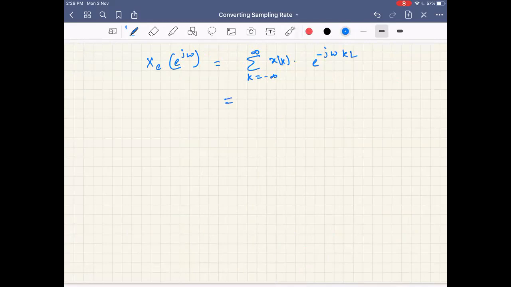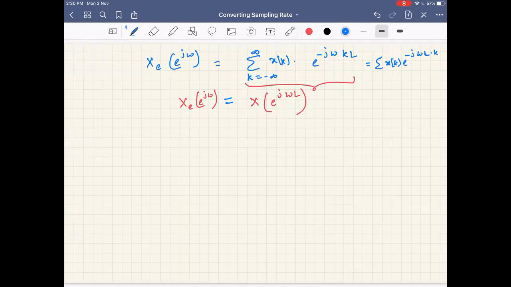Now how do we write this in a compact form, explicitly in terms of X of e power j omega? We can write this as X of e power j, instead of omega, omega into L, and this is equal to X e of e power j omega. If you reorganize, this is summation x of k e power minus j omega L into k. Now the frequency is being increased by L times, or omega L.